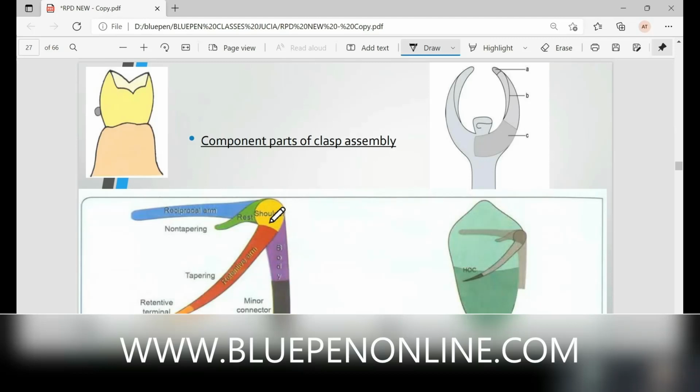Now this is the body. The body connects the rest and shoulder to the minor connector. That is what the body does. Now the shoulder connects the body to the clasp terminals. See, this is a cross section. That's the reason. So that is how the connection goes.